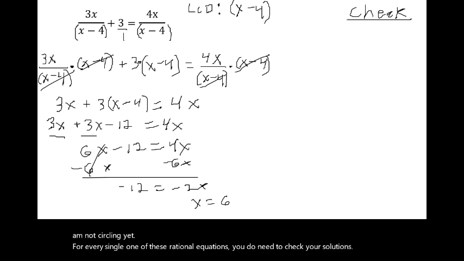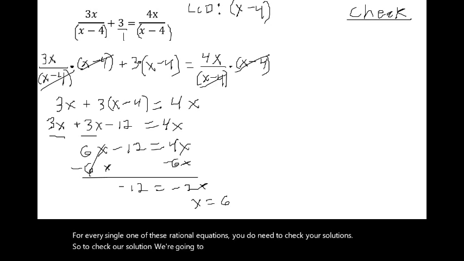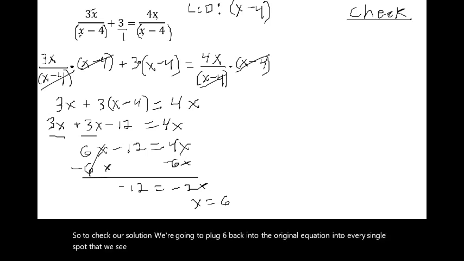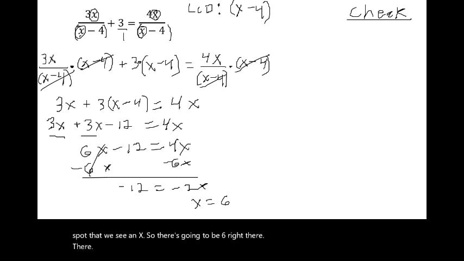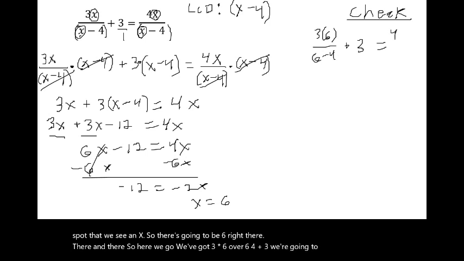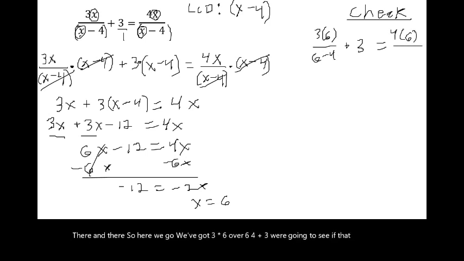So to check our solution, we're going to plug 6 back into the original equation into every single spot that we see an x. So there's going to be a 6 right there, there, there, and there. So here we go. We've got 3 times 6 over 6 minus 4 plus 3. We're going to see if that equals 4 times 6 over 6 minus 4.